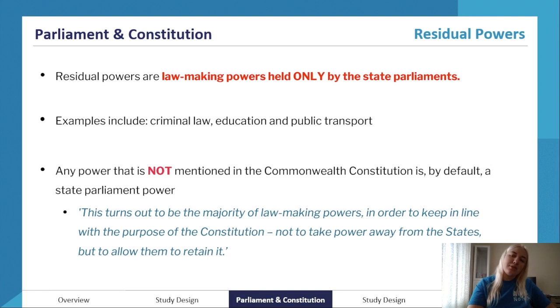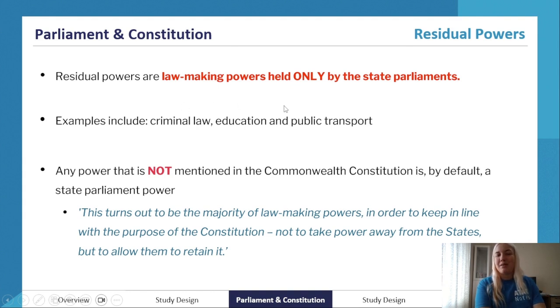Okay, so we looked at exclusive powers, which belong exclusively to the Commonwealth, concurrent powers, which are powers that are held both by state and Commonwealth parliaments, and now we have residual powers left. And I mentioned that the majority of lawmaking areas are actually residual. So most lawmaking power is held by state parliament. Not by Commonwealth, by state parliament. Okay, so residual powers. Again, it's really easy to remember because residual means everything that's left over.